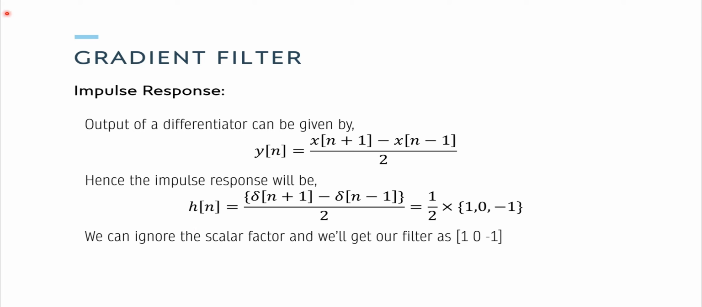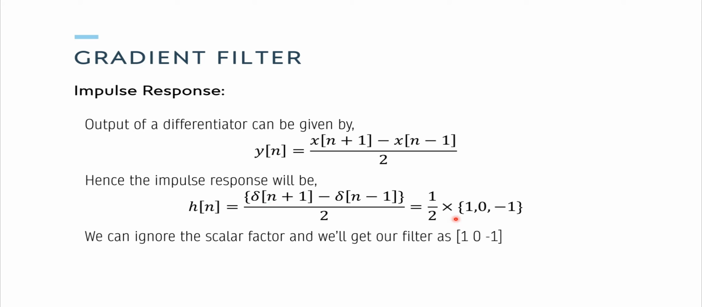As discussed earlier, we are interested in the impulse response of our system. The output of a differentiator can be written as such. If we provide the input as an impulse, we'll get this output. If we put the value of n as -1, 0, and 1, we'll get 1/2, 0, and -1/2.